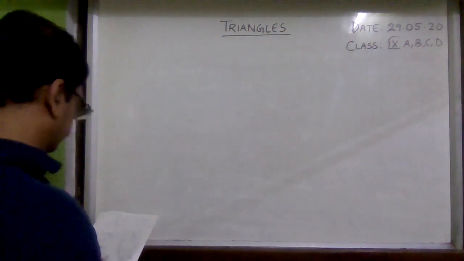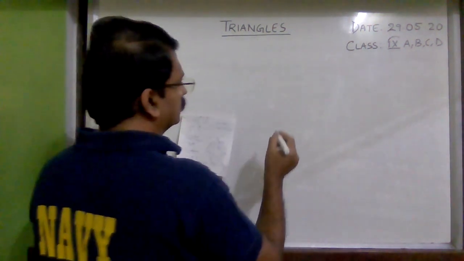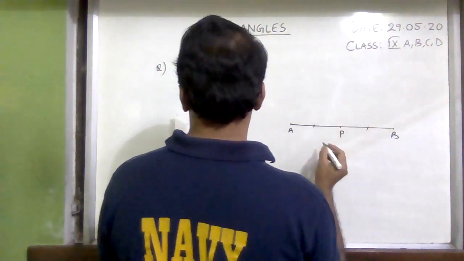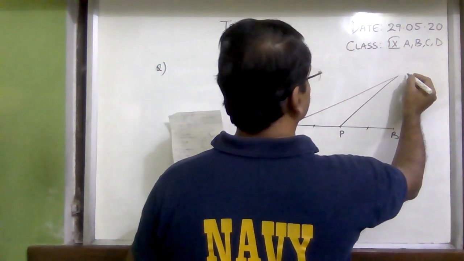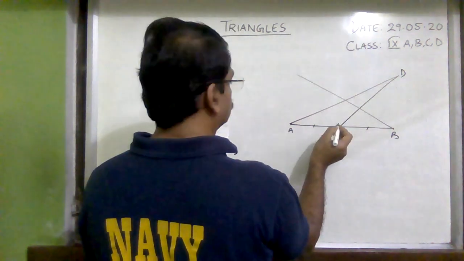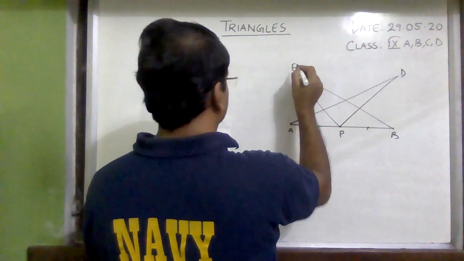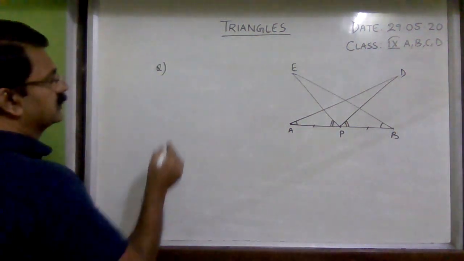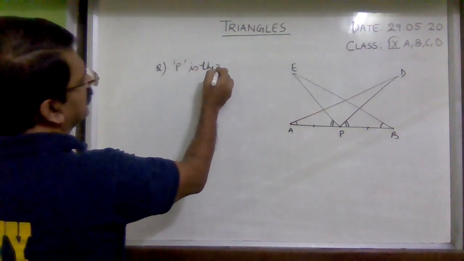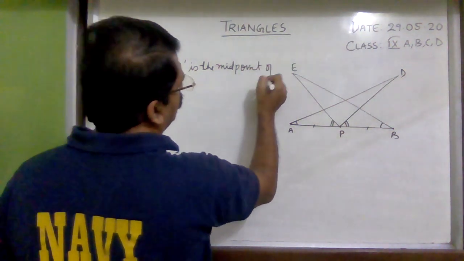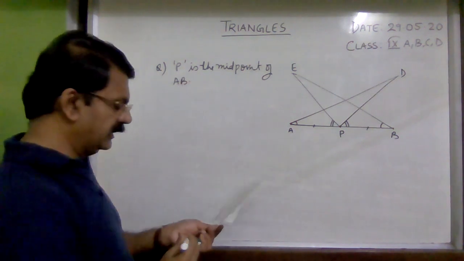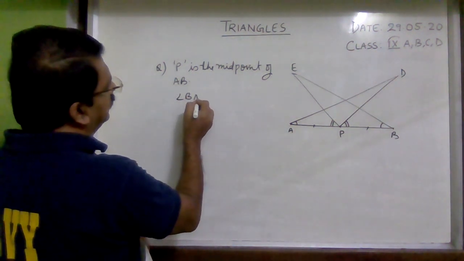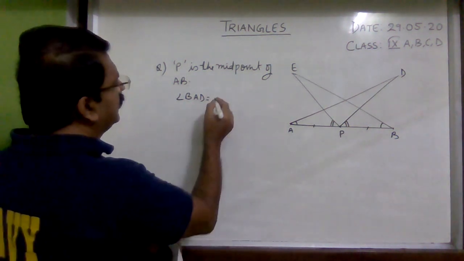The next example is, okay, now it is given in this question, P is the midpoint of AB. First of all, they have given that P is midpoint of AB. Now they have given that angle BAD is equal to angle ABE.